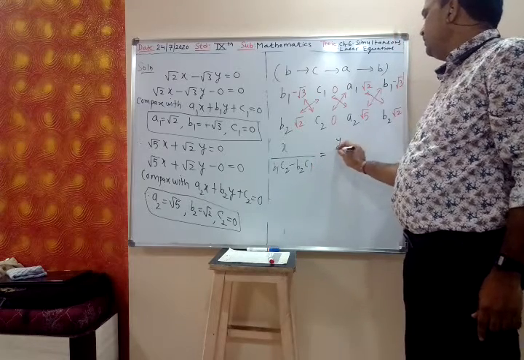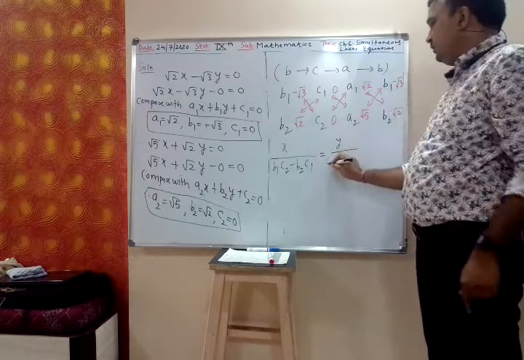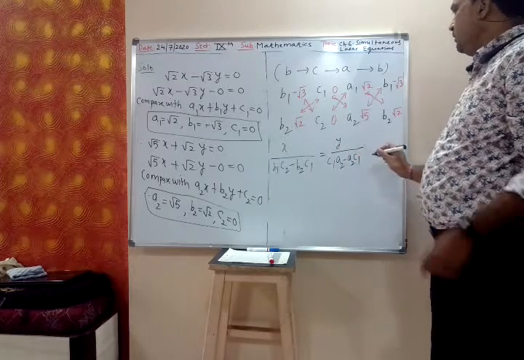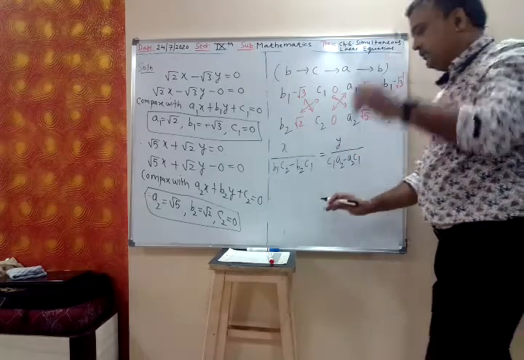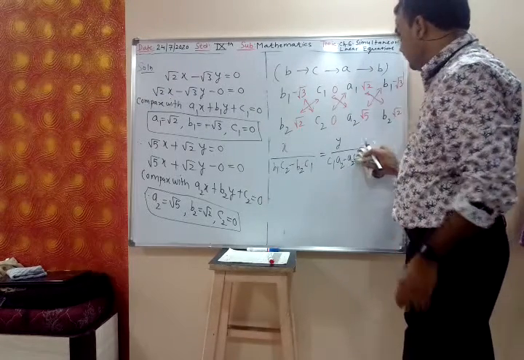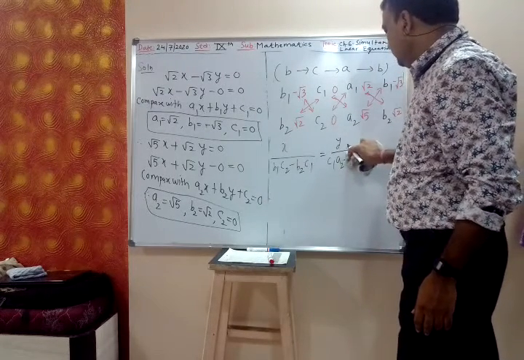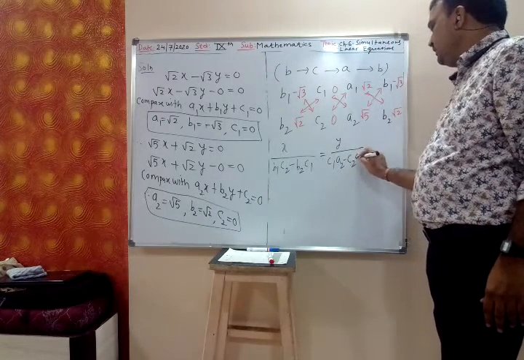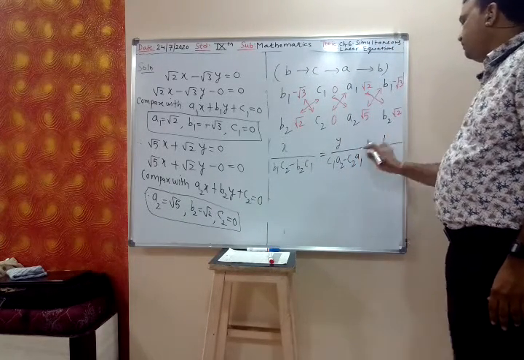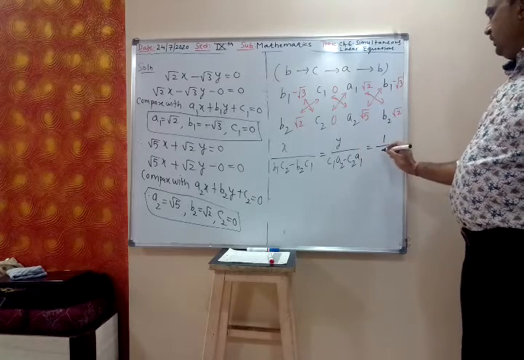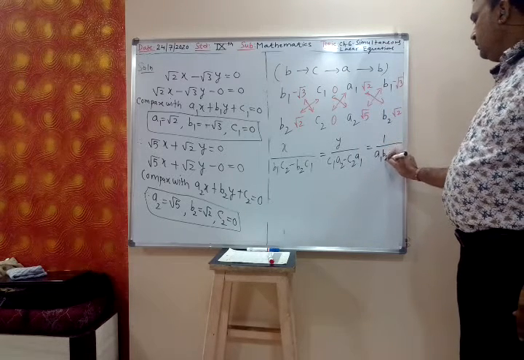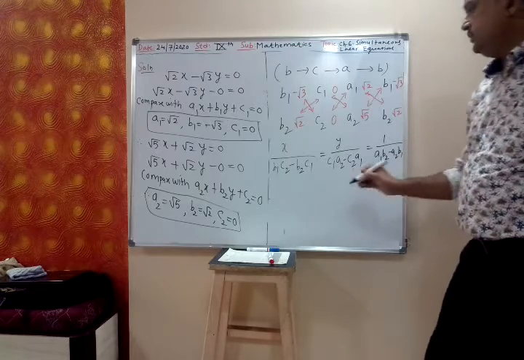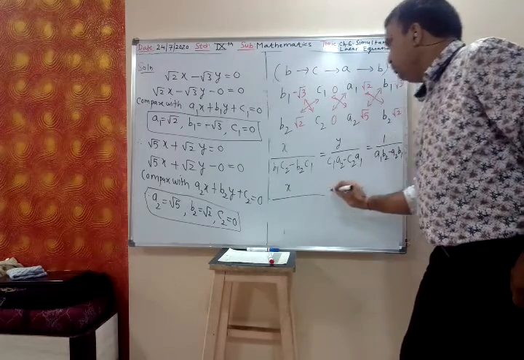Is equal to y upon c1 a2 minus c2 a1, is equal to 1 upon a1 b2 minus a2 b1. Now we put the value. x upon b1 c2.